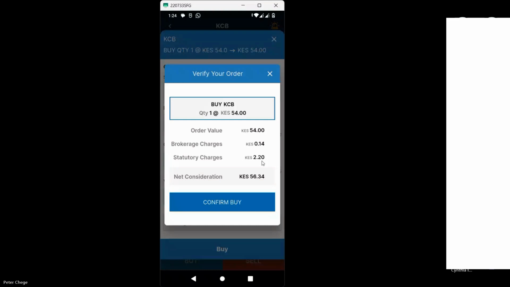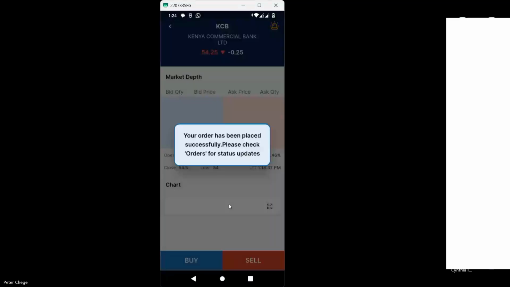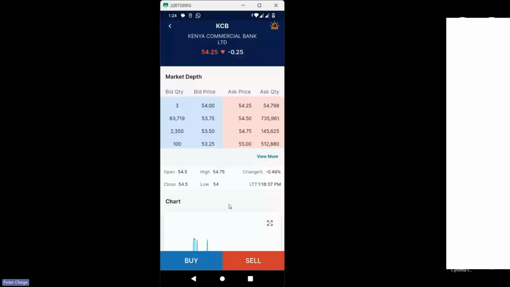I said 2 shillings for every 10,000. That is by the tax man. That one we can't change. Then when I confirm my buy order, I think there's somebody who said they got a runtime error. It happened maybe yesterday, because that's when we did this update. From today onwards, you should be able to buy 1 share.